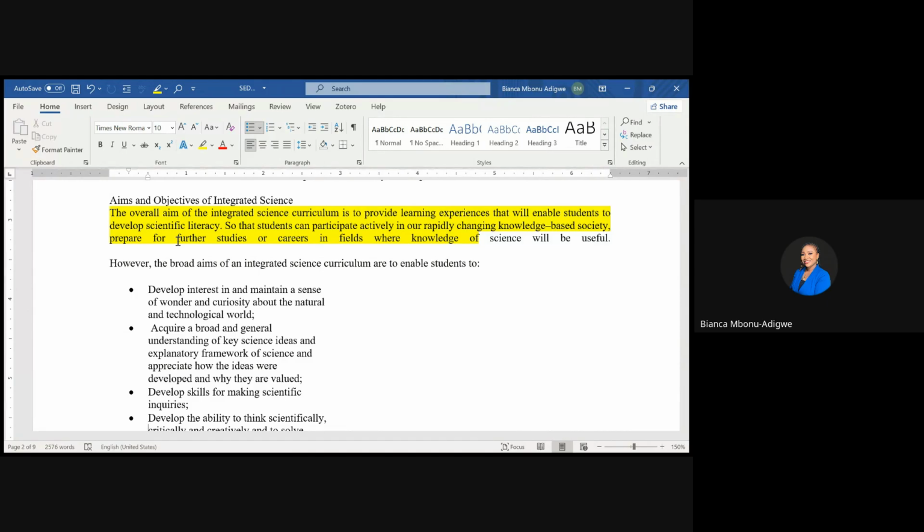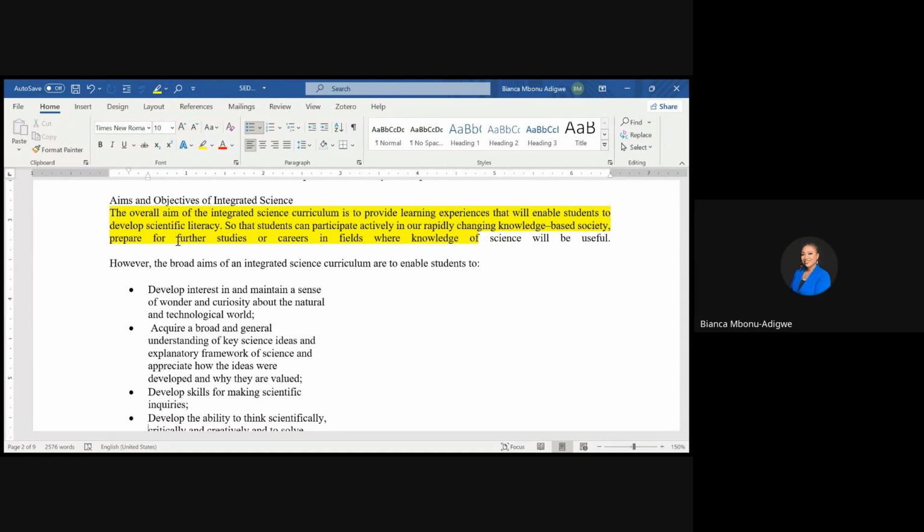To encourage and enable students to do what? To develop inquiring minds and curiosity about science and nature. All right, that's good. Lucia said to encourage and develop curiosity. That is good.